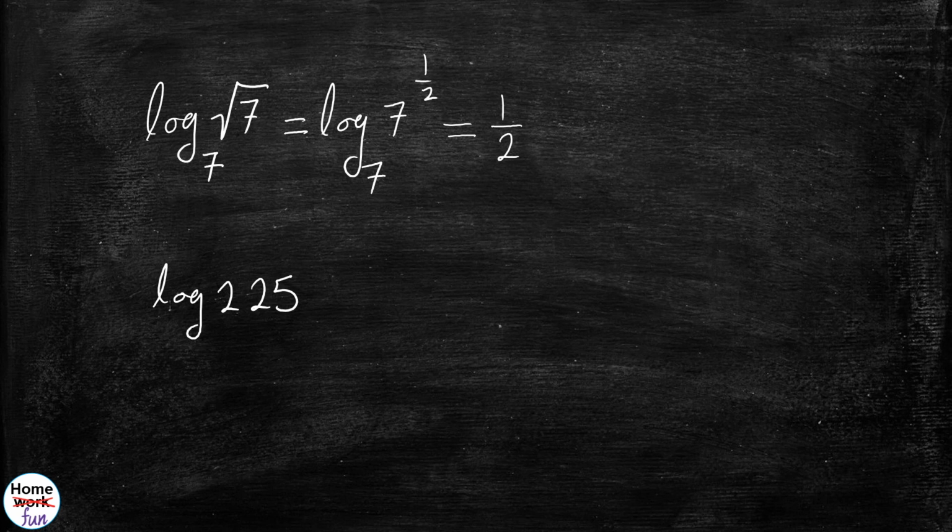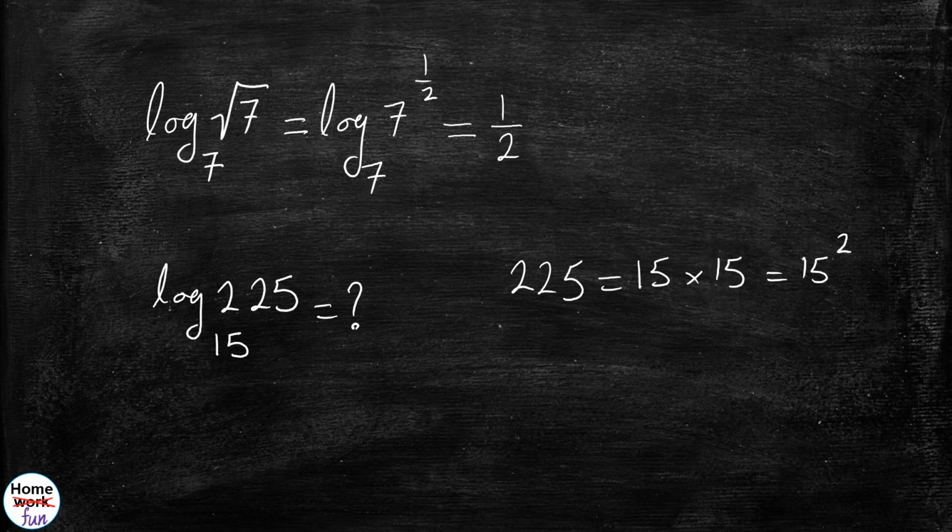Let's see another example. Log of 225 with a base 15 is what? Whenever you see these kinds of questions, you must speculate that what's in front of the log, that is 225, must be a multiple of the base. So let's divide 225 by 15. And when you do that, you realize 225 equals 15 multiplied by 15. In other words, 15 to the power of 2. So I'm going to write that as log of 15 to the power of 2 with the base 15. And the answer is 2.